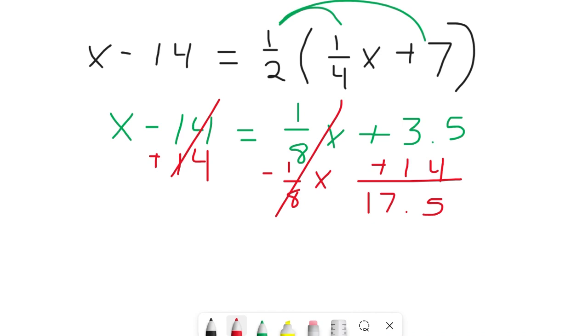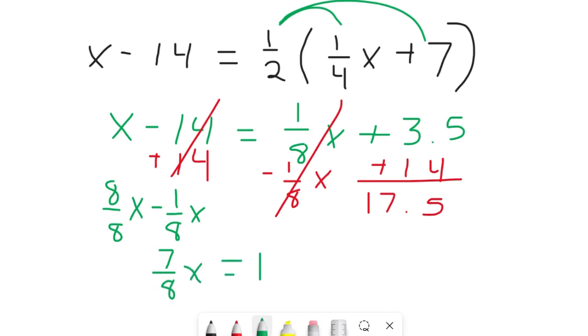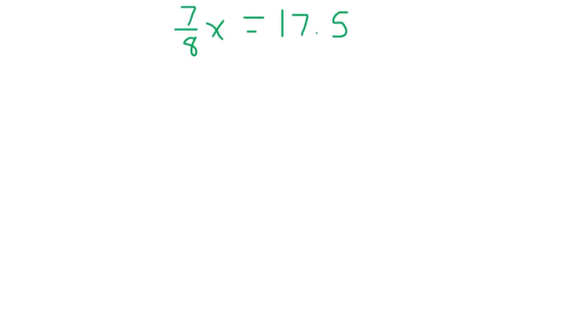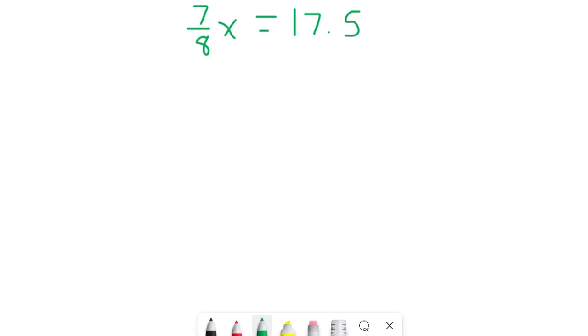So if I say 8 over 8x, because that's the same as 1x, 8 over 8x minus 1/8 x, that gives us 7 over 8x. So 7 over 8x equals 17.5. Now we're going to get rid of the 7/8 by multiplying by the reciprocal. So we're going to multiply 7/8 by 8 over 7, and that's going to cancel out and just give us x.